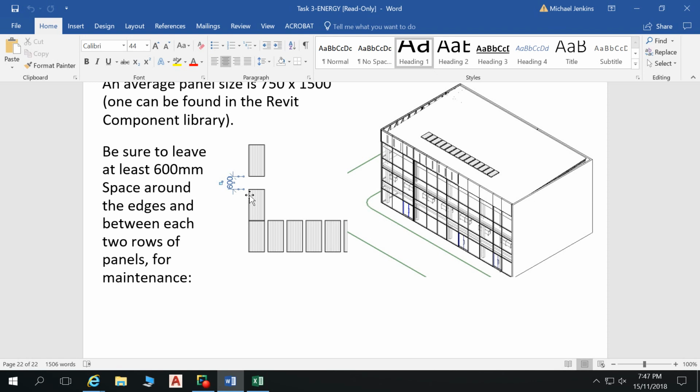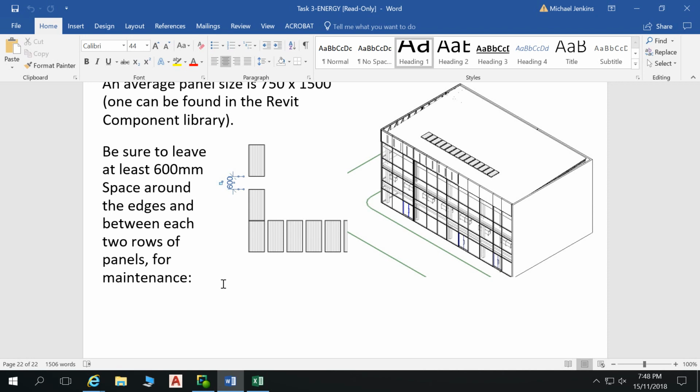Now, I think, yeah. I'm fairly sure we don't actually have the Revit model for this building on the Learn site. So although the panels that are 1500 by 750 are available in the Revit library, it's something you're going to have to do manually. So work out the roof space, draw that up.